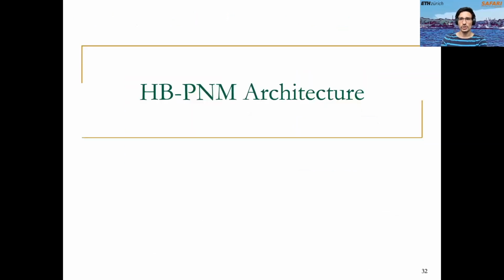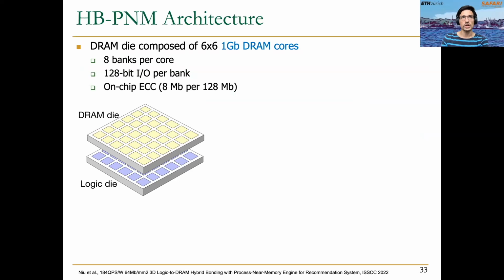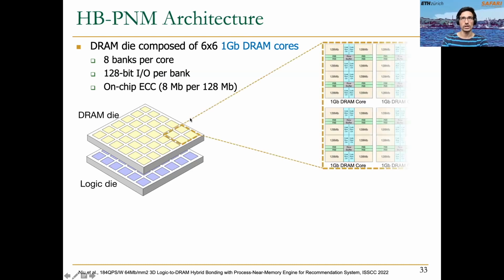So let's go a little bit more in detail with the architecture of this HB-PNM. First of all, the DRAM die. This DRAM die, as you can see on the slide, is composed of a 6x6 grid of DRAM cores of size 1 gigabit. Inside each of the DRAM cores, we have 8 banks.